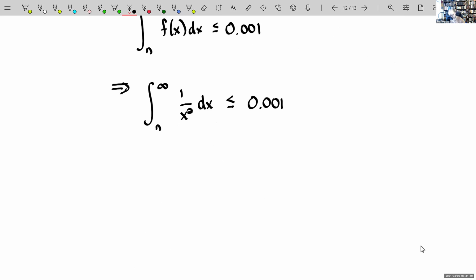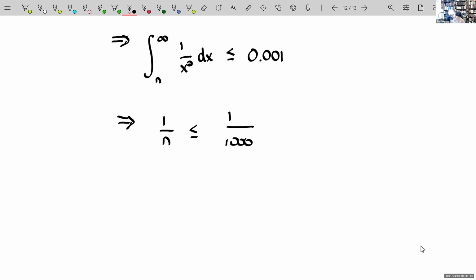So this is going to be 1 over n is less than or equal to 0.001, which, by the way, is 1/1000th. And now take the reciprocal of both sides. And when you take the reciprocal, you flip inequalities. And this tells us that to get that level of accuracy, we require that we add up at least the first 1,000 terms. Okay. That's not too terrible.